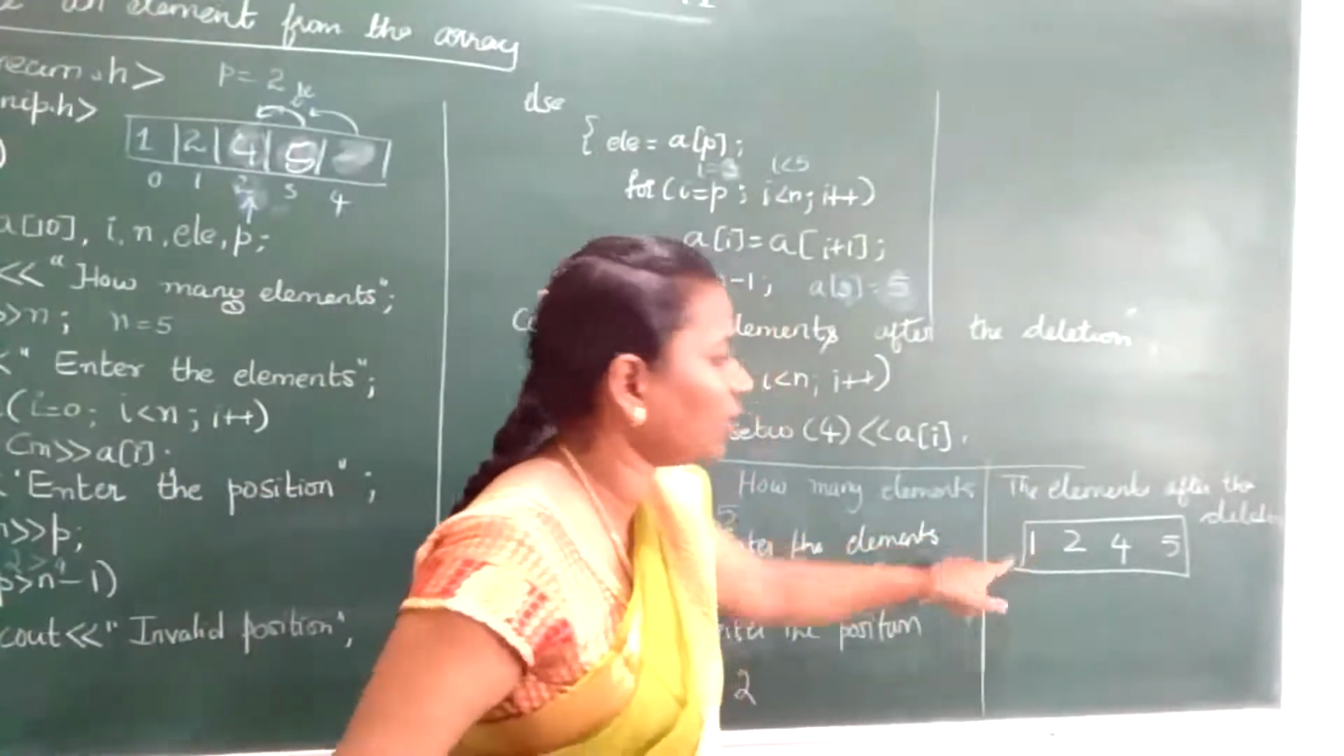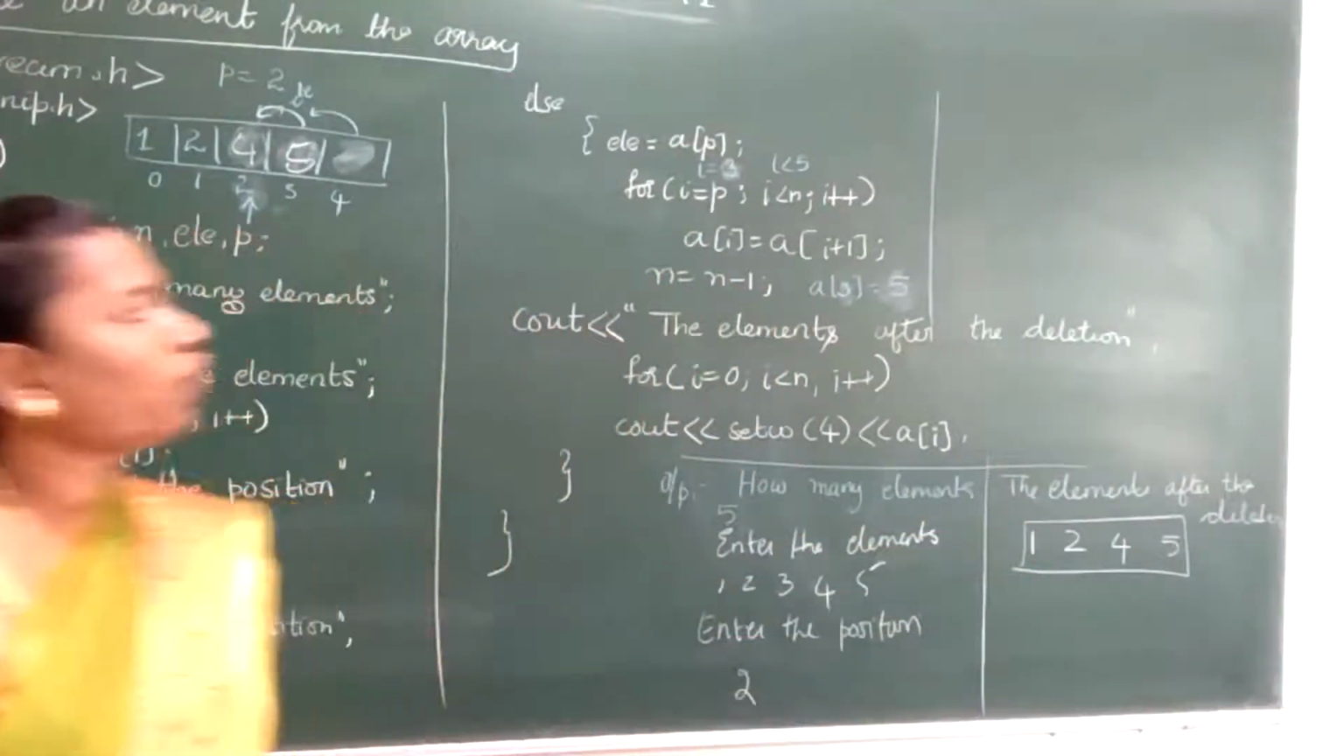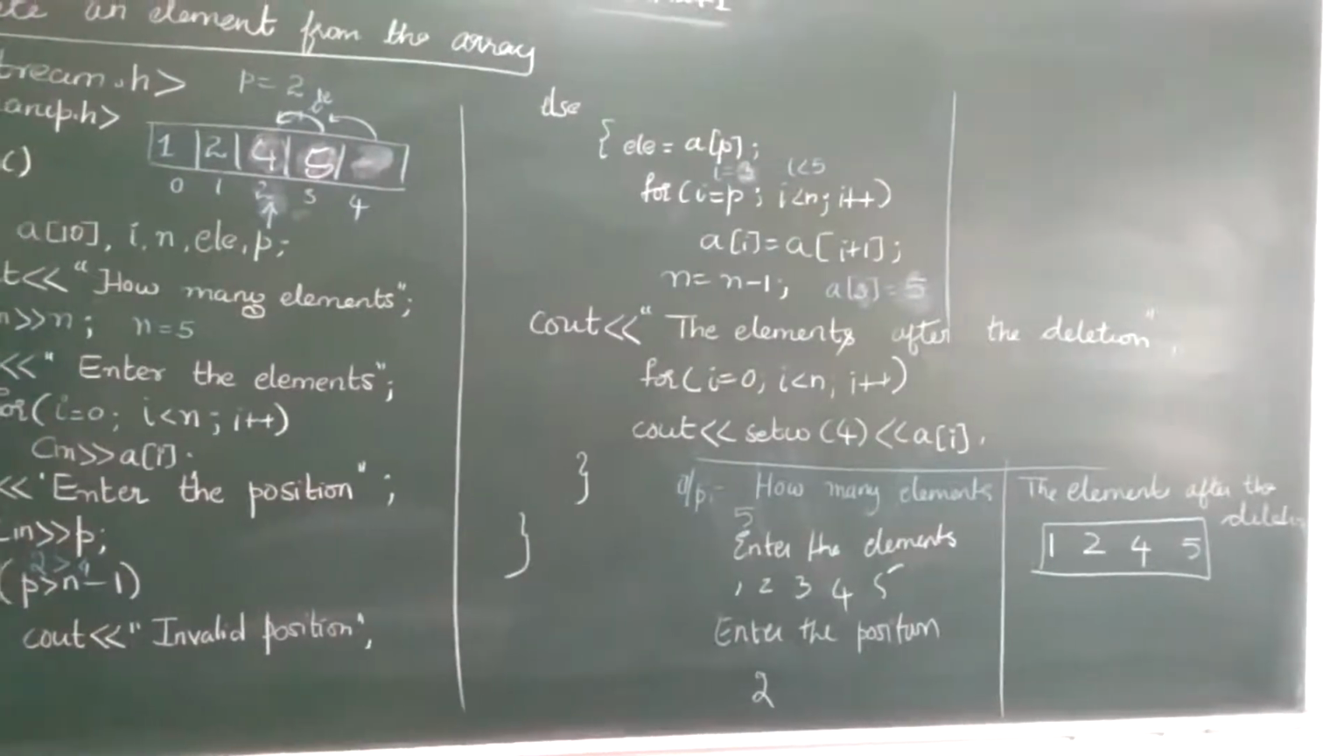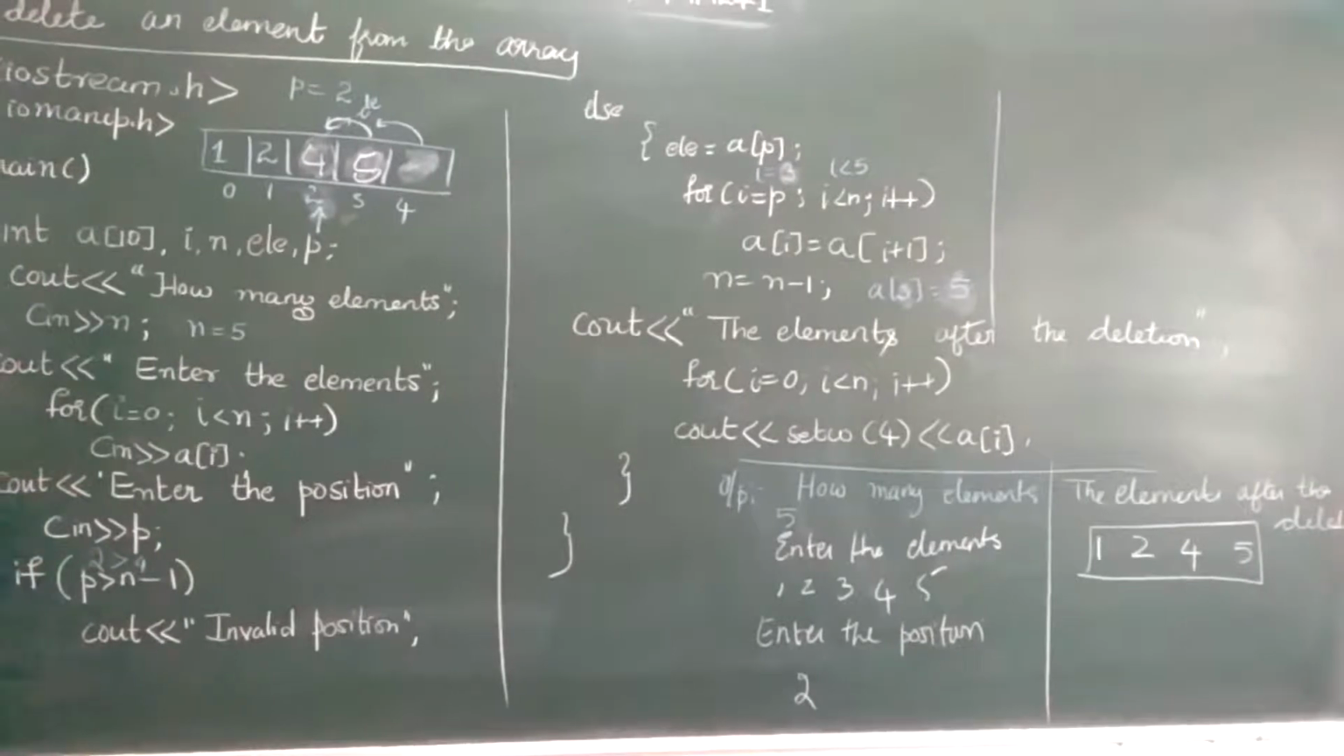Now the elements after deletion are 1, 2, 4, 5. So this is about deletion.